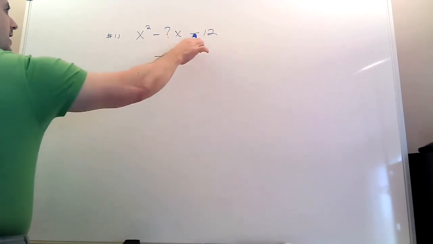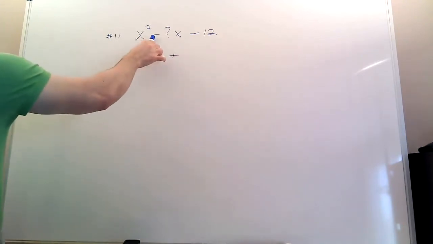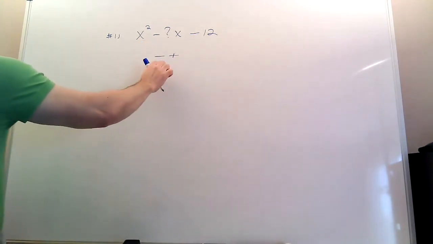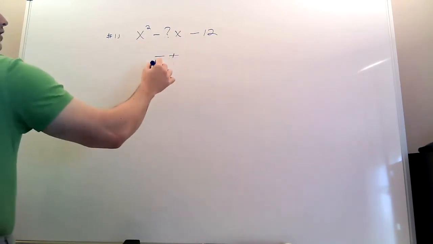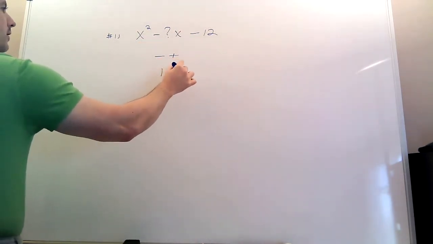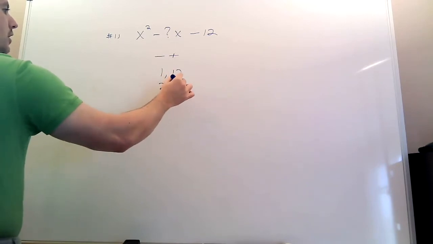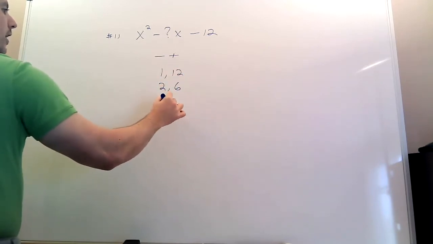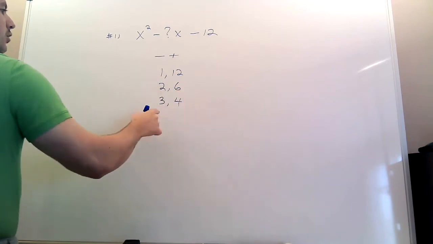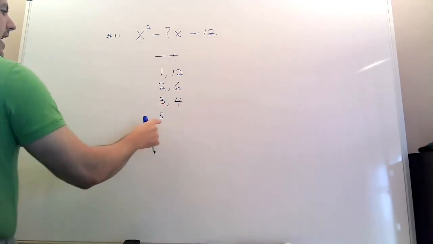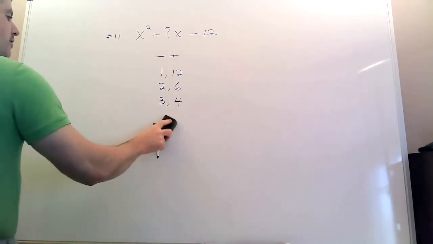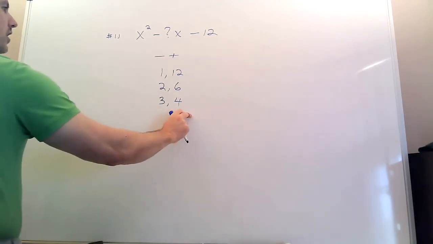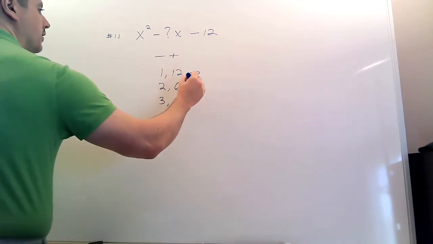This last number is negative, so I know the signs are different. I also know that the first one would be negative. I mean, you can put plus minus, but I like to put this one first. Now I have to list the pairs of numbers whose product is 12. So 1 and 12, 2 and 6. 12 is divisible by 3. 12 is not divisible by 5. And 6 I already have. Once you get a repeat, you have them all. You know that these are the only 3 pairs of numbers whose product is 12.